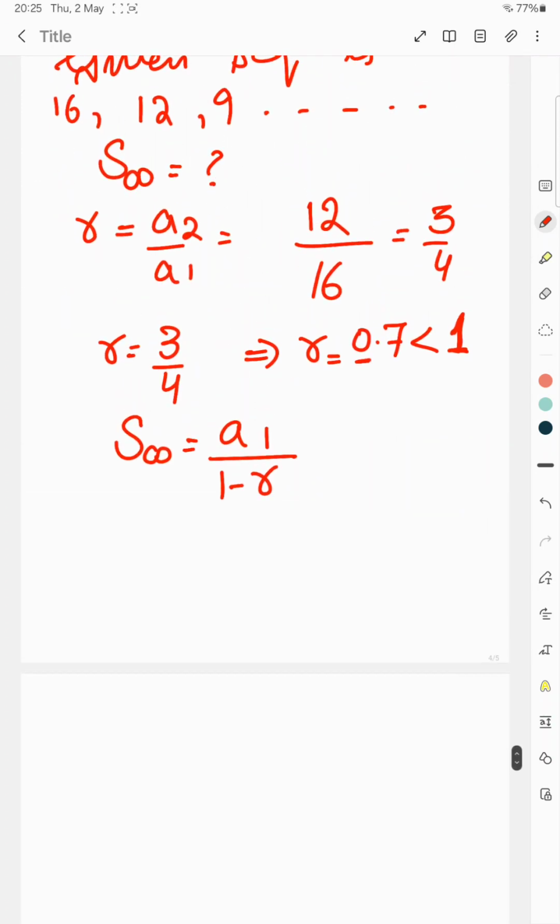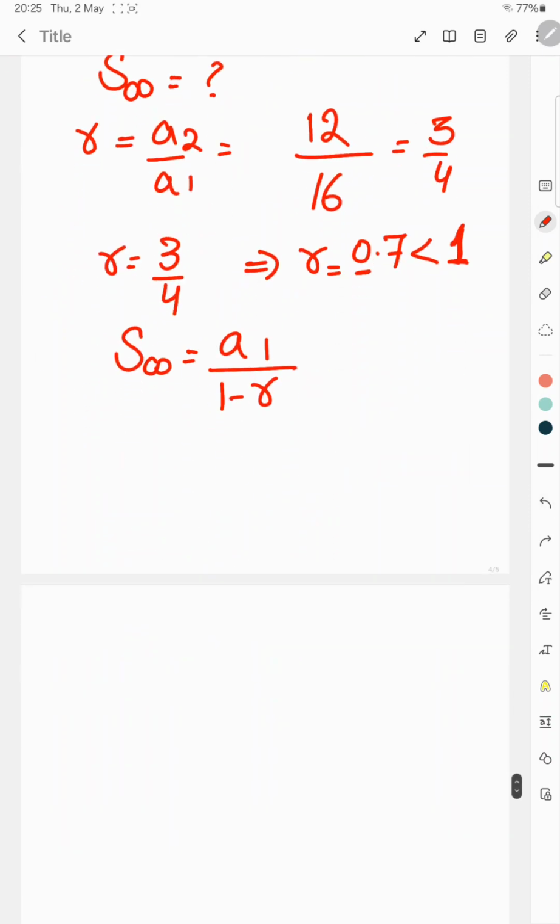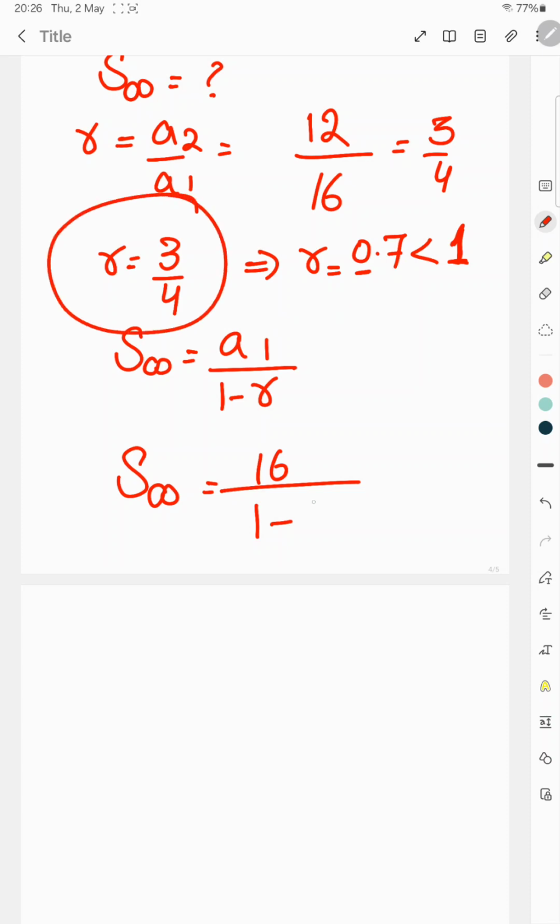now I will go further and I will just put all the values in this formula. So here A1 is given. So what is A1? A1 is the first term of the sequence. So first term is 16. So I will put S infinity is equal to 16 divided by 1 minus what is R? As R is equal to 3 by 4.